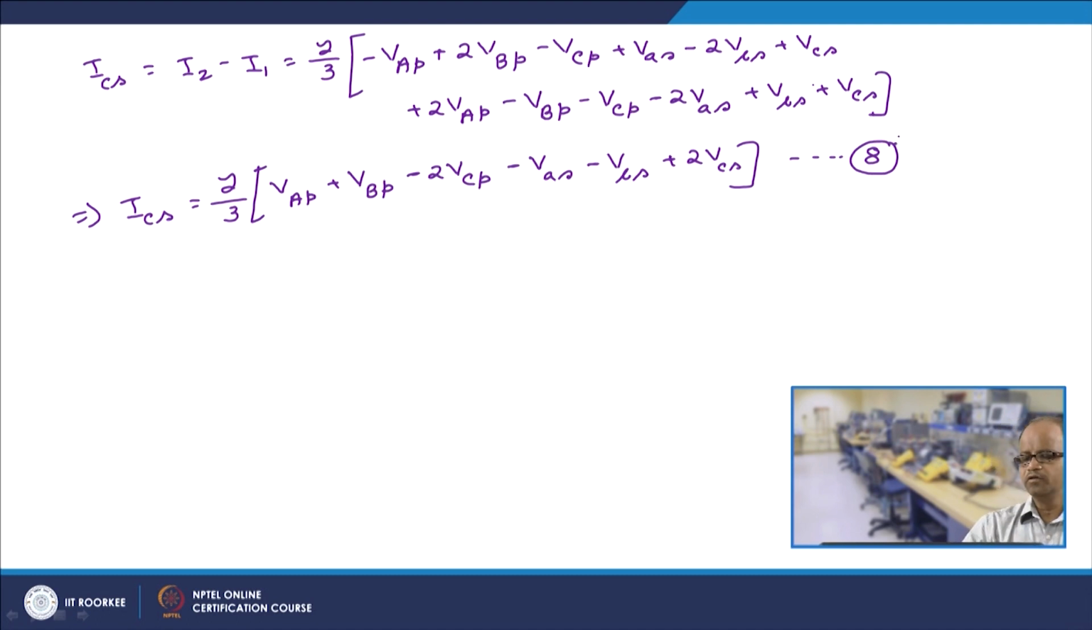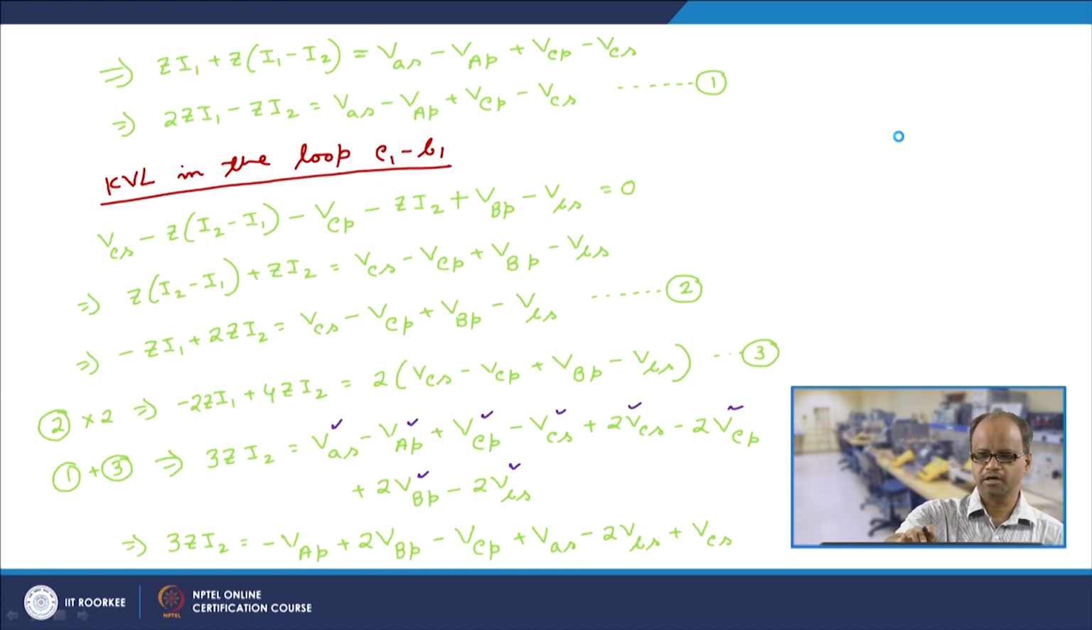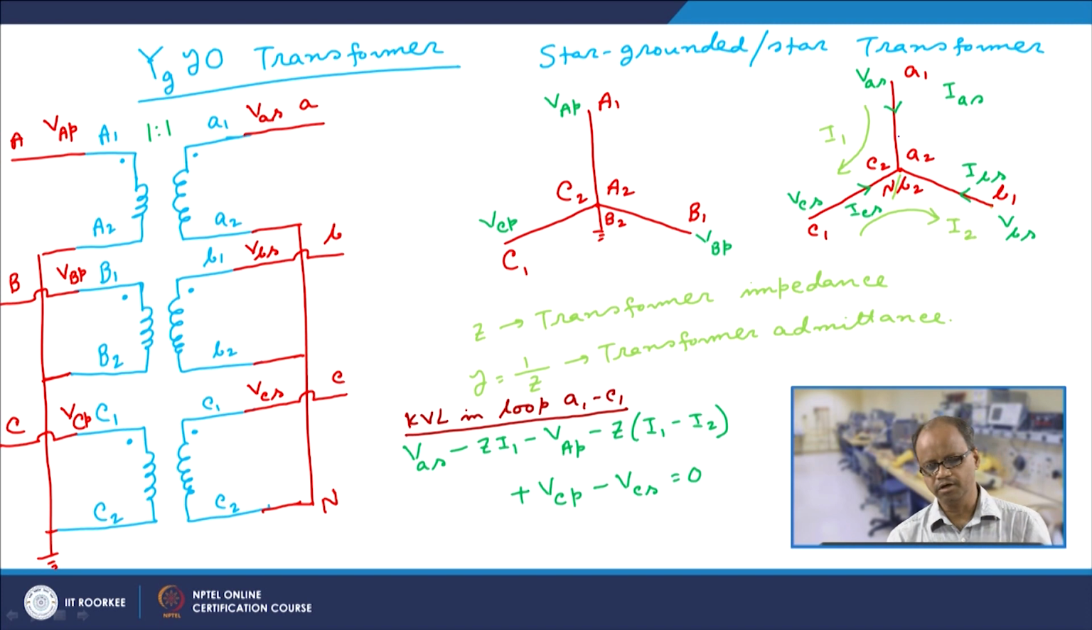So now what we have got? We have got the 3 equations at the secondary side. Now we have to get the 3 equations at the primary side, and then we have to write down the inter Y bus matrix, right. So this we will do in the next lecture. Thank you.